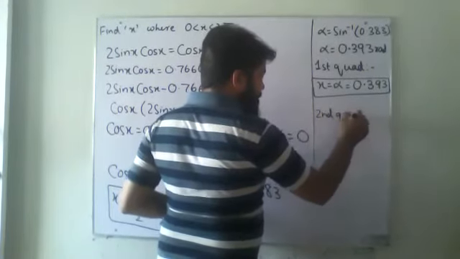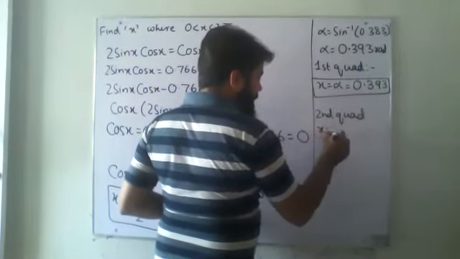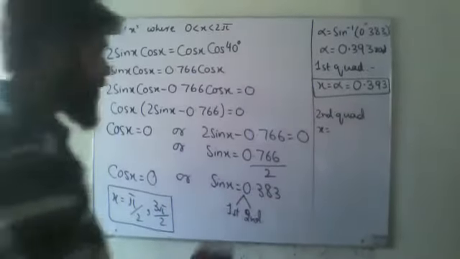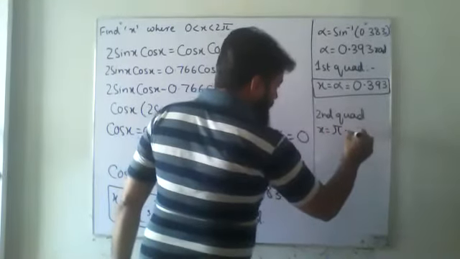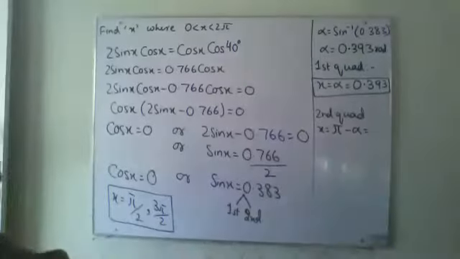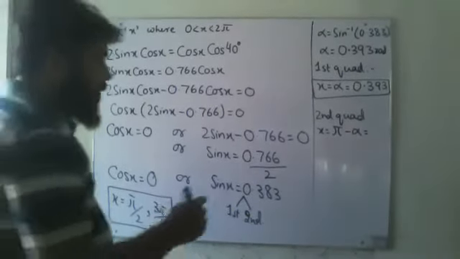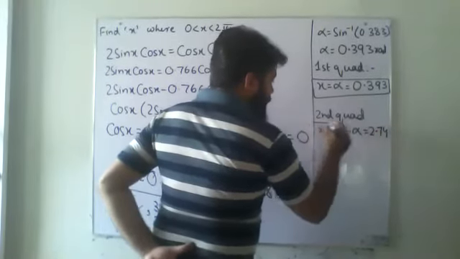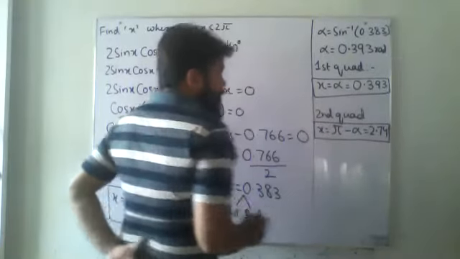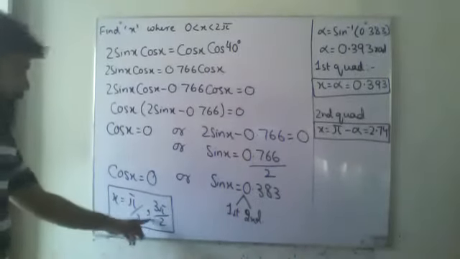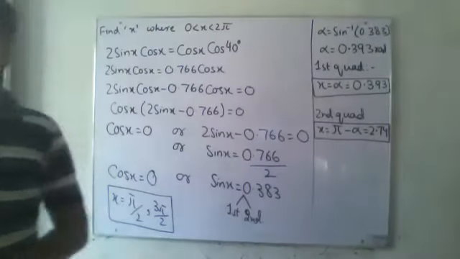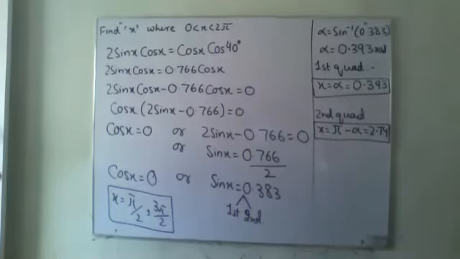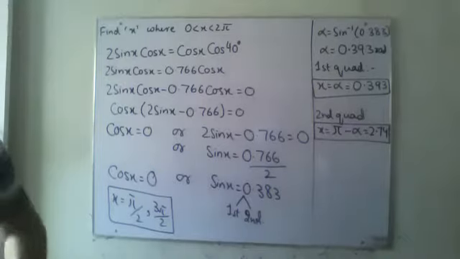In the second quadrant, x equals pi minus alpha. I will use my calculator to get this value, and the answer is 2.74. So my final results are these four, based on radian mode, not degree mode.